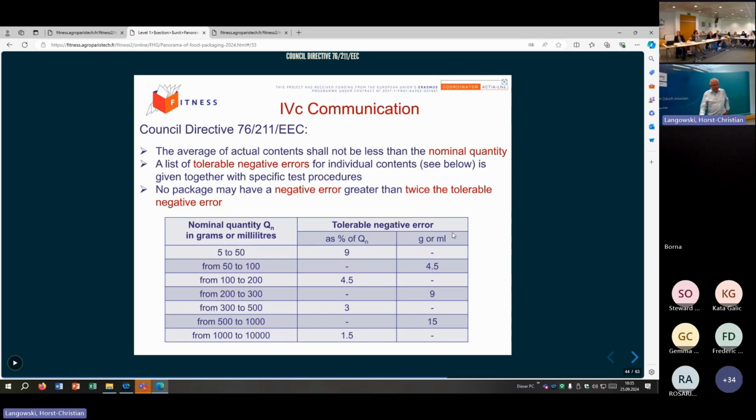Good, and this is more specific, the amount of possible deviations. So for instance, if you have a small package, there may be a deviation up to 9% of its content. This is not a legal issue as long as it is less than in case of 2% of the packages. If it's more, then it becomes a legal issue.